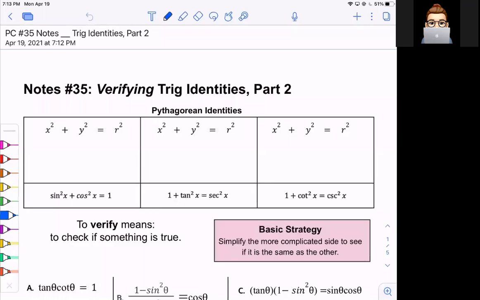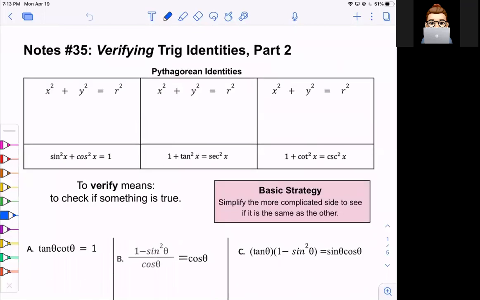Hi, everybody. Today we are verifying trig identities. We learned about some identities in the last lesson. You can check that out. Today we're going to learn about the Pythagorean identities. Those identities are down here. They're written out for you.